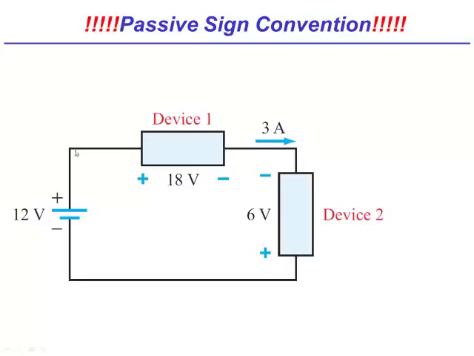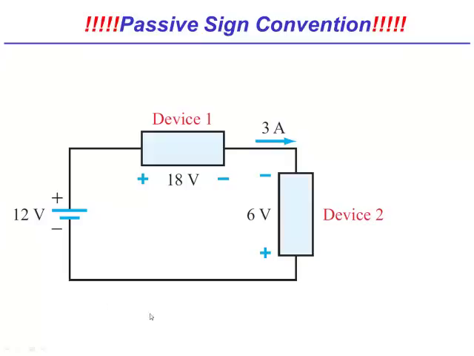And what I find is that I have an 18-volt drop from this positive to this negative terminal, and I have a 6-volt drop from this positive to this negative terminal. Or you can think about it as a minus 6-volt drop if I had put the positive here and the negative here. And when I do this, I measure that I've got 3 amps of positive current going around clockwise in the direction of this arrow.